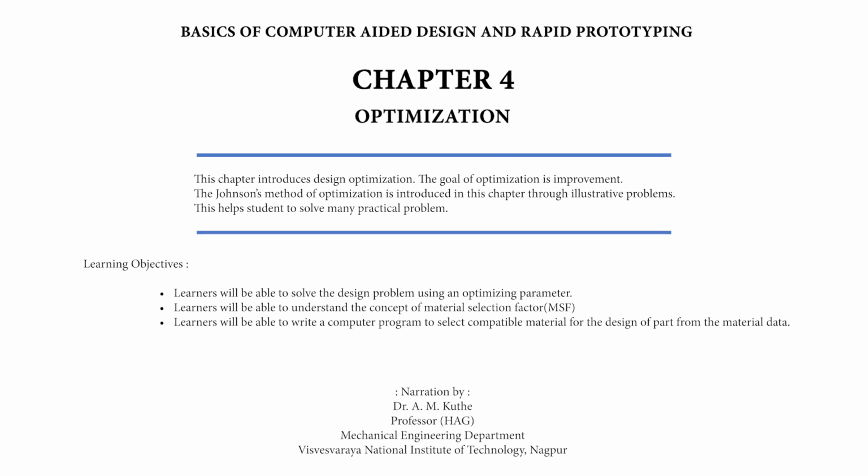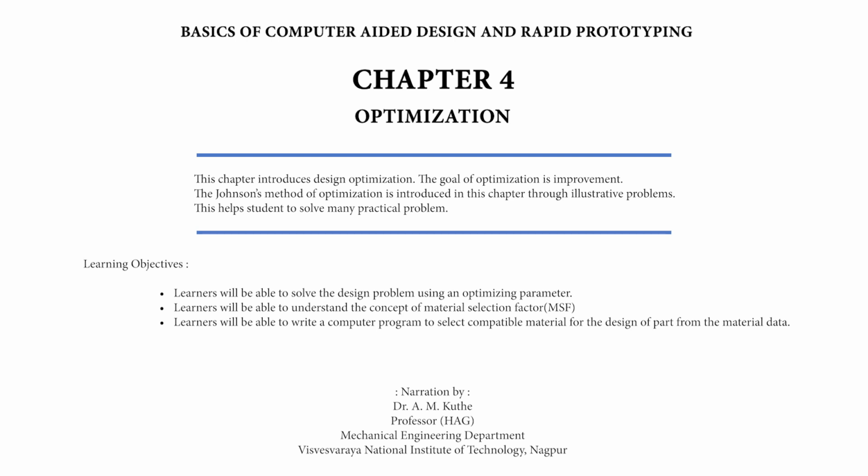The next step is to select the material using an optimizing parameter. We know from the primary design equation delta equals Fl cube by 48 EI. Substituting I equals pi d raised to 4 upon 64 in the equation, we have delta equals 64 Fl cube upon 48 pi E d raised to 4.